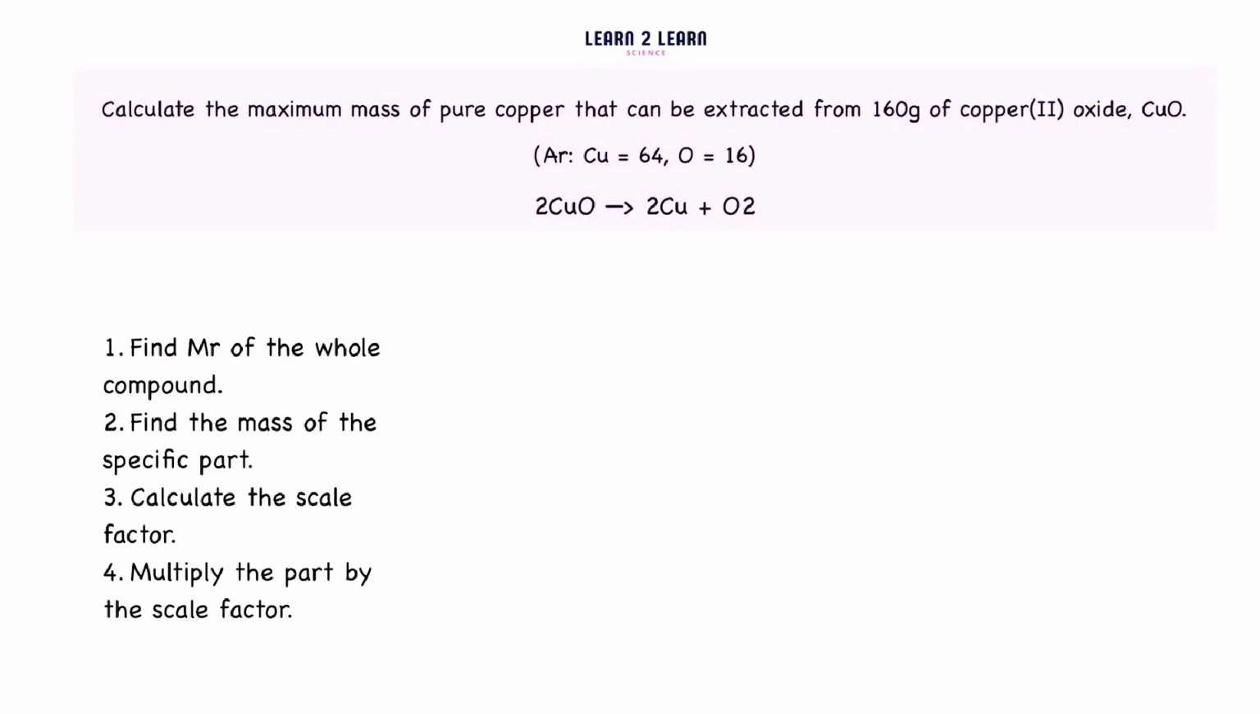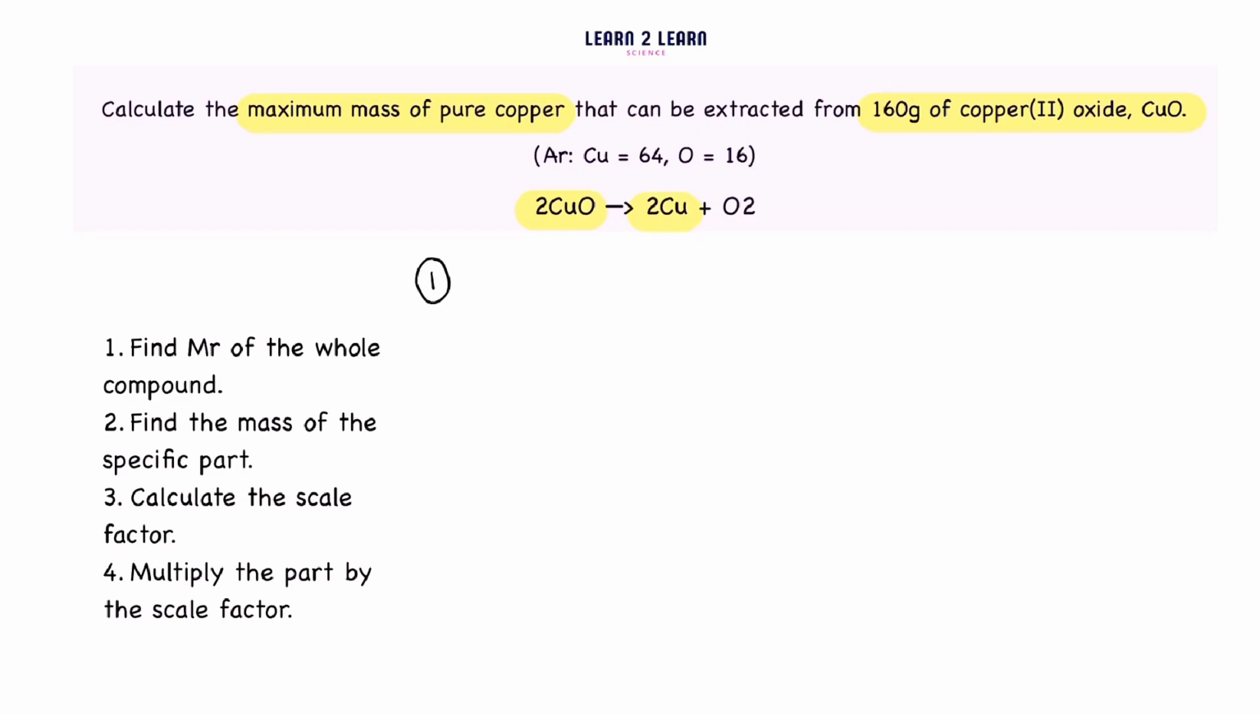Question number 2 is calculate the maximum mass of pure copper that can be extracted from 160 grams of copper oxide. Highlighting the parts of our equation we need: copper oxide and we need copper. We do not need to touch the oxygen.